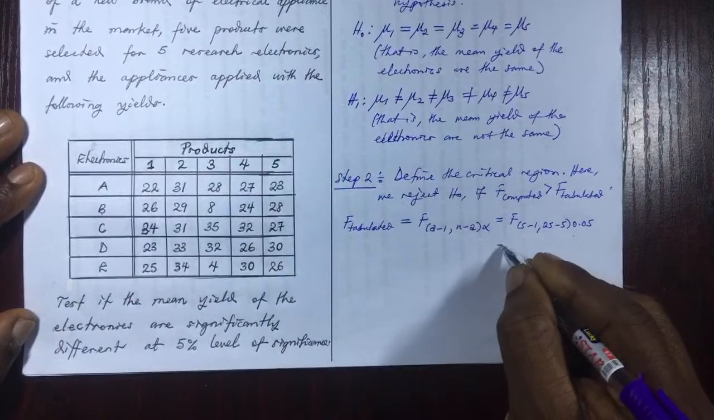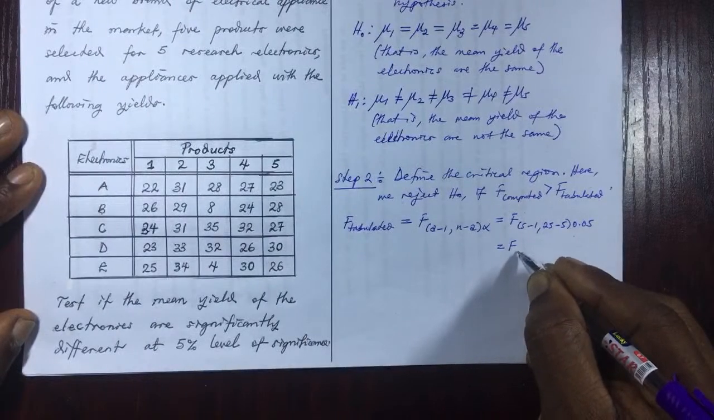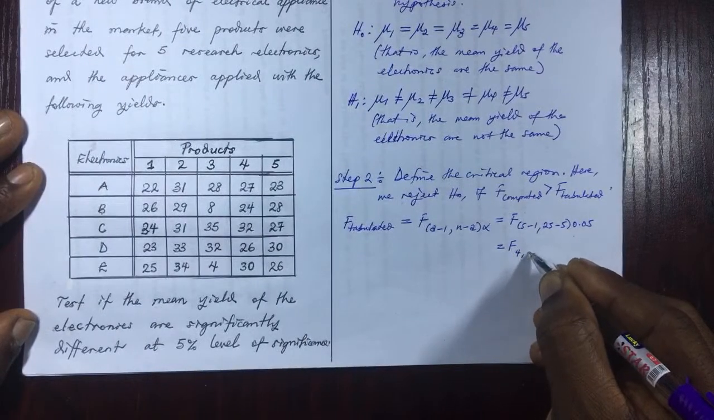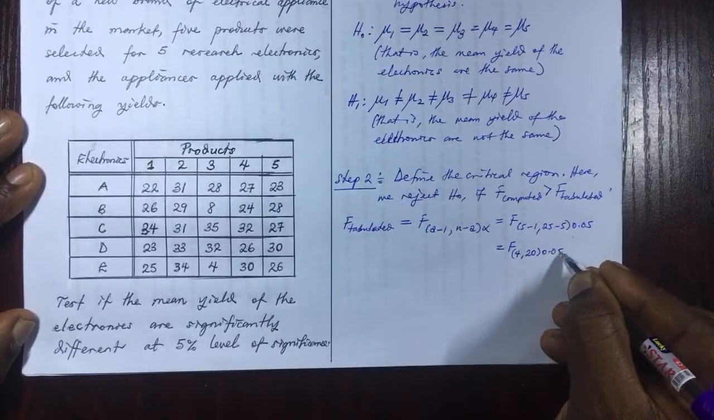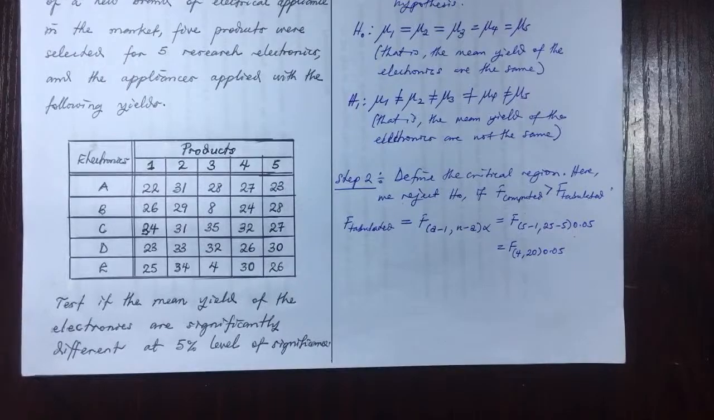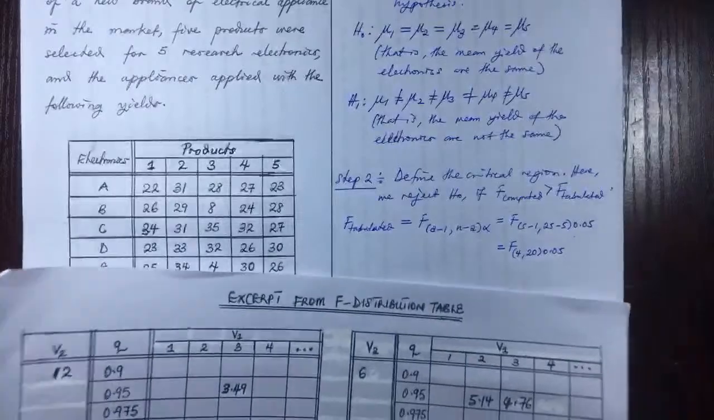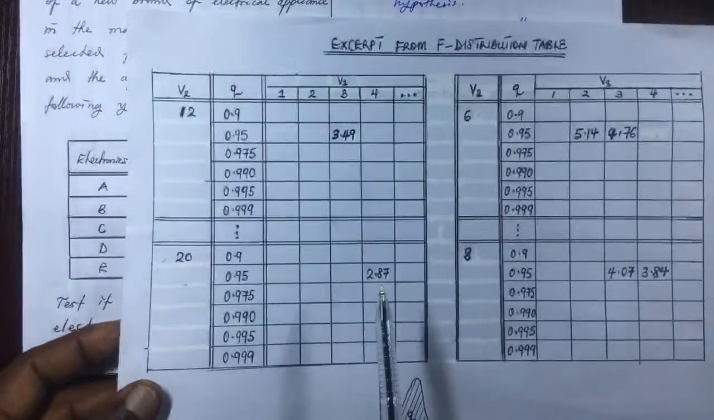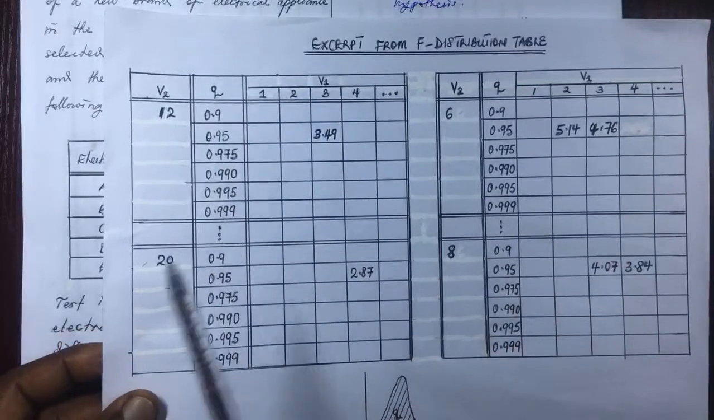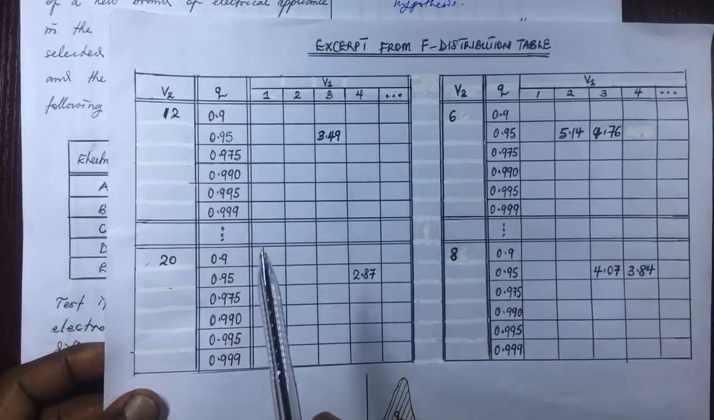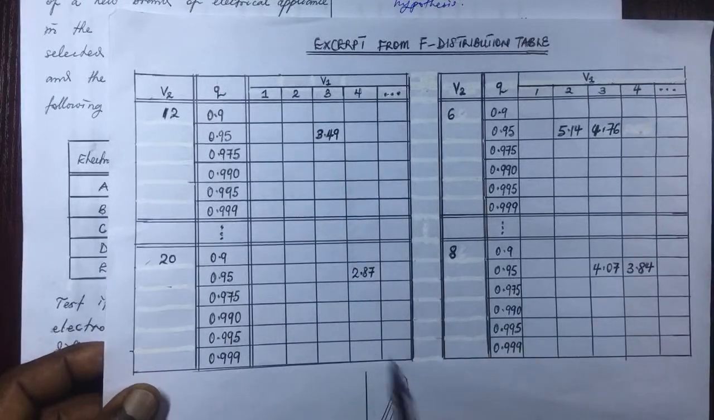So this would now mean finding the value of F at 4, 20 at 0.05. Now, I did a quick summary that will help us in this case. I have already gotten the values. This is just an excerpt from an F distribution table in your statistical table. So I have already gotten those values that I need for this problem.